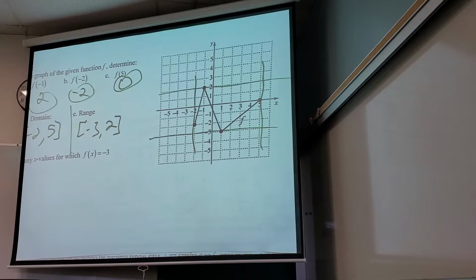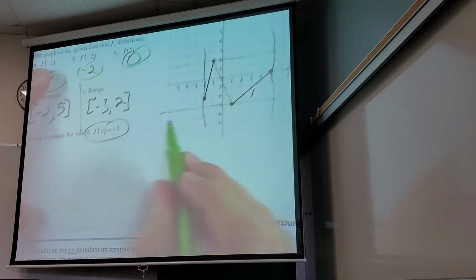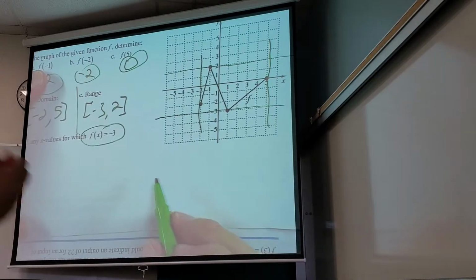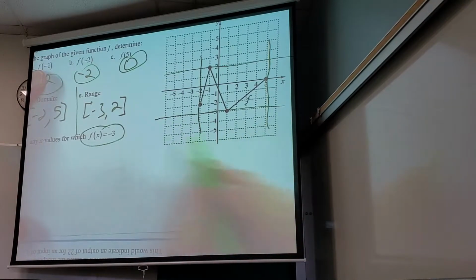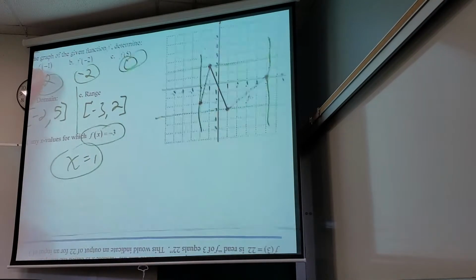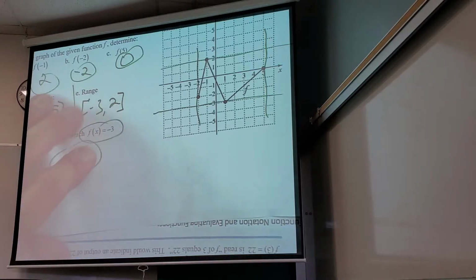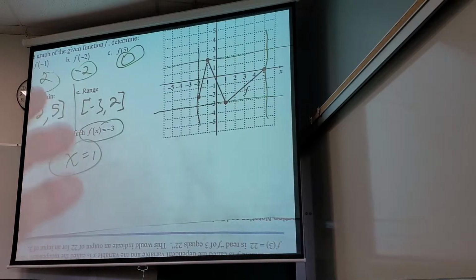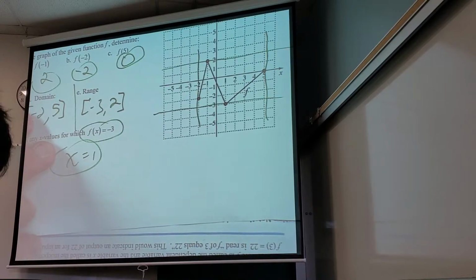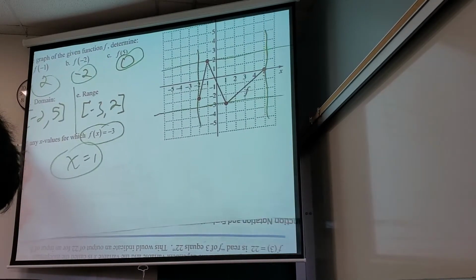And then when does the function have a -3 output? What x's give a -3 output? I kind of already gave it away. If you draw that in, you can see, bam, 1. So x equals 1 is the answer. So that's why you guys had trouble in the homework, because we hadn't actually done it yet. It's a little backwards, but oh well, as long as it gets in your brain at some point.